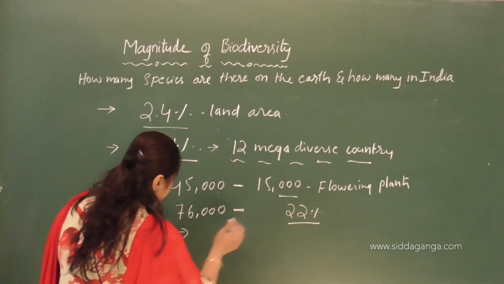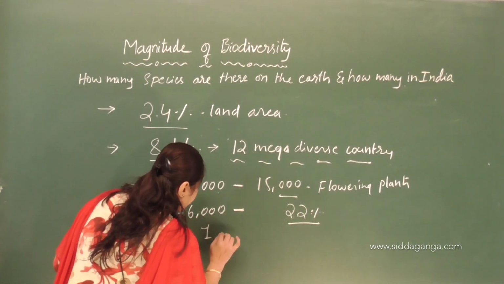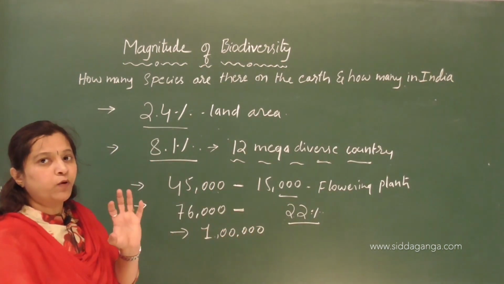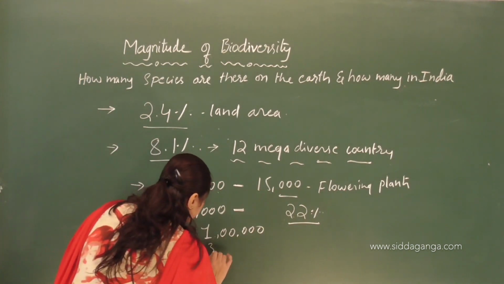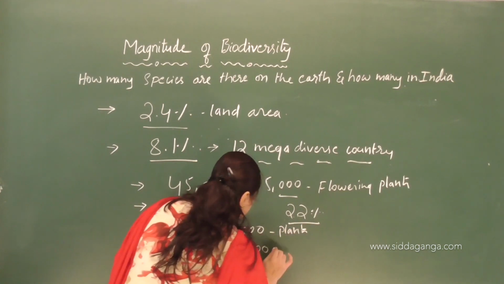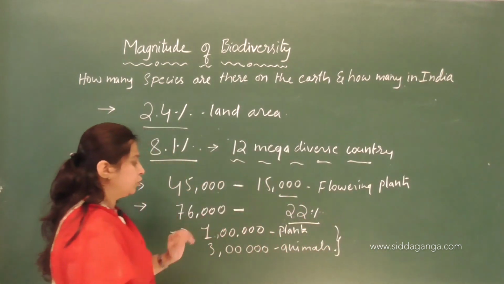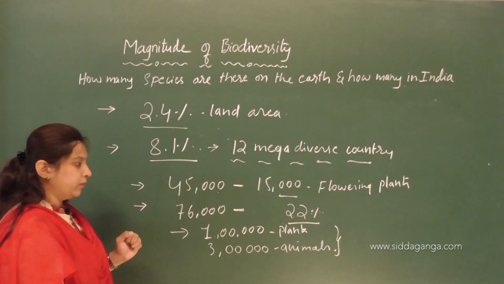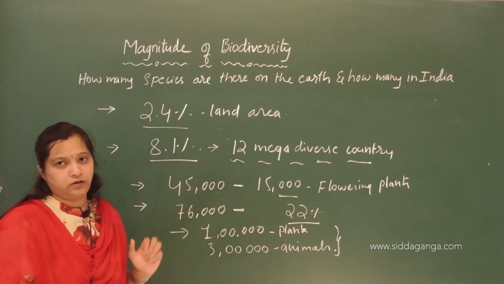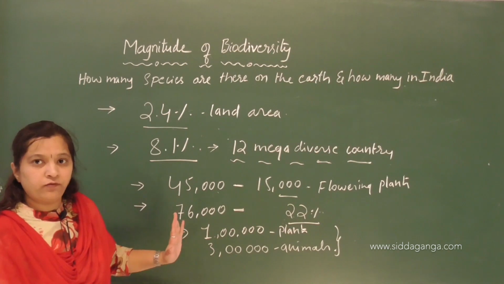Okay, so if we apply this to India's diversity, we can estimate that there are nearly 1 lakh species of plants and more than 3 lakh species of animals yet to be discovered. So these many species of plants and animals are not yet discovered and described, if you accept May's global biodiversity. So this is the biodiversity of India.